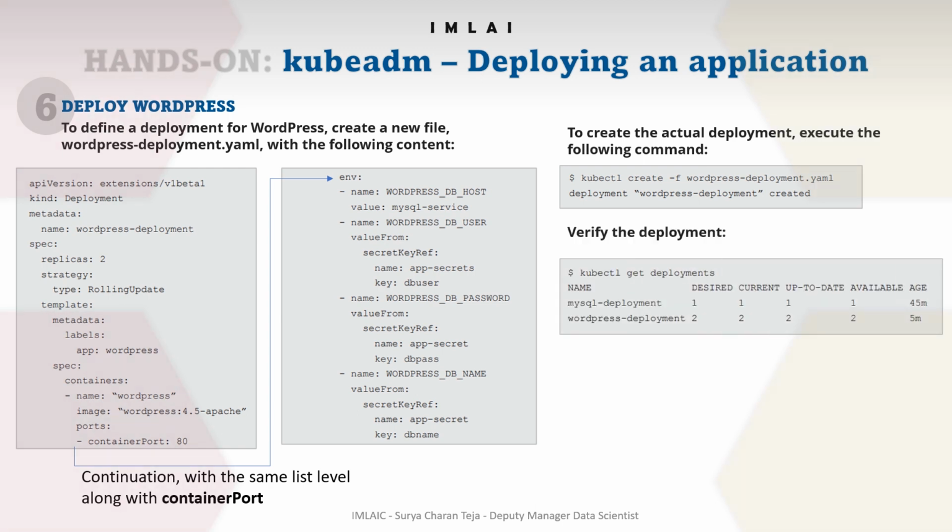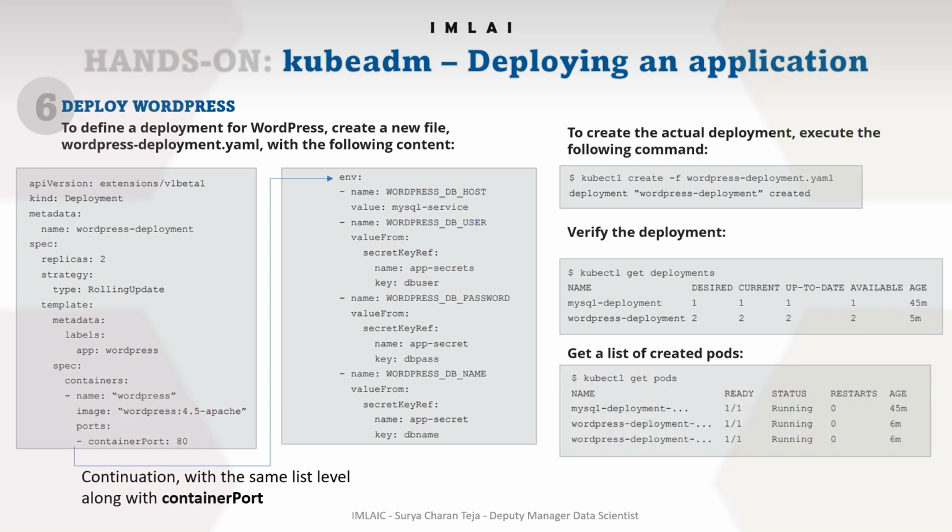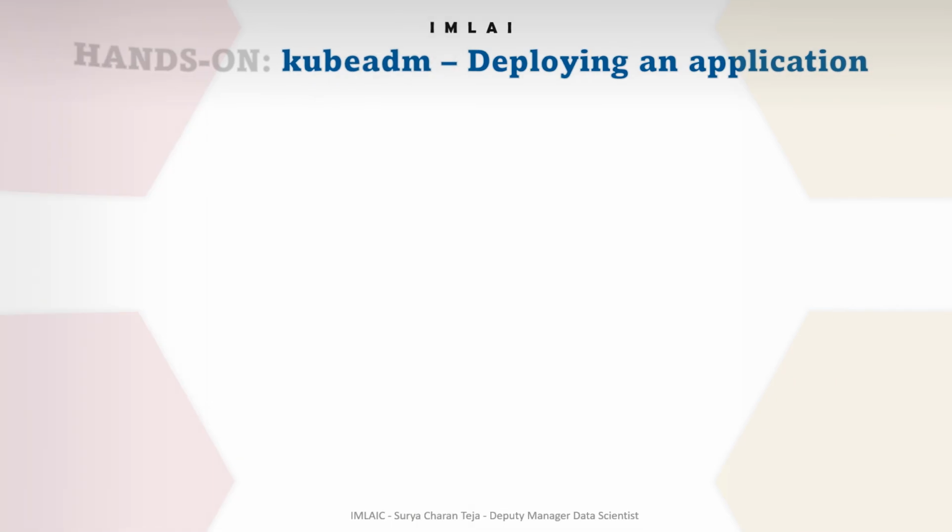Then let's verify the deployment. Let me say kubectl get deployments. That's it. It will list out all the deployment objects which are present inside that cluster. Then get a list of created pods. It will fetch a list of created pods.